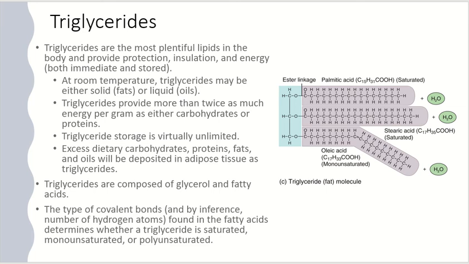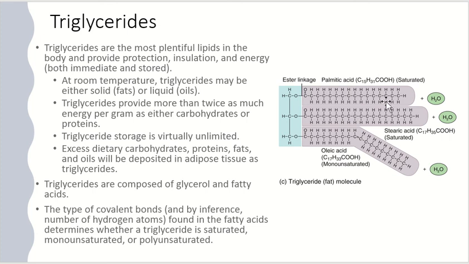So anyhow, the triglycerides are going to be composed of a glycerol, which we see up here, and then our fatty acid tails, which we see down here. And like I said, these can be either saturated or unsaturated. Here we get the little kink in the tail. So the types of covalent bonds, and by inference the number of hydrogen atoms that we'd see in these tails found in most of these fatty acids, are going to determine whether a triglyceride is saturated, monounsaturated, or polyunsaturated.